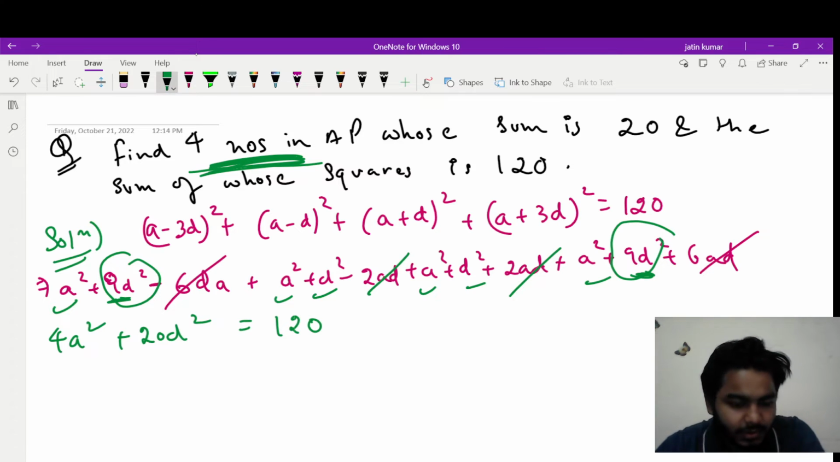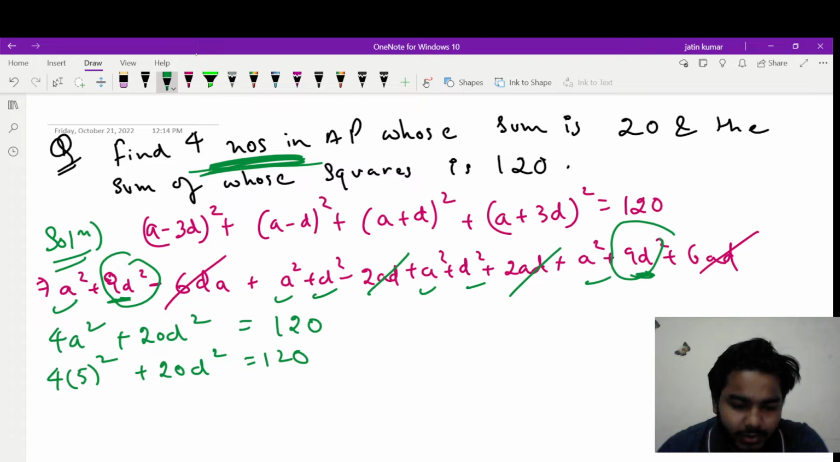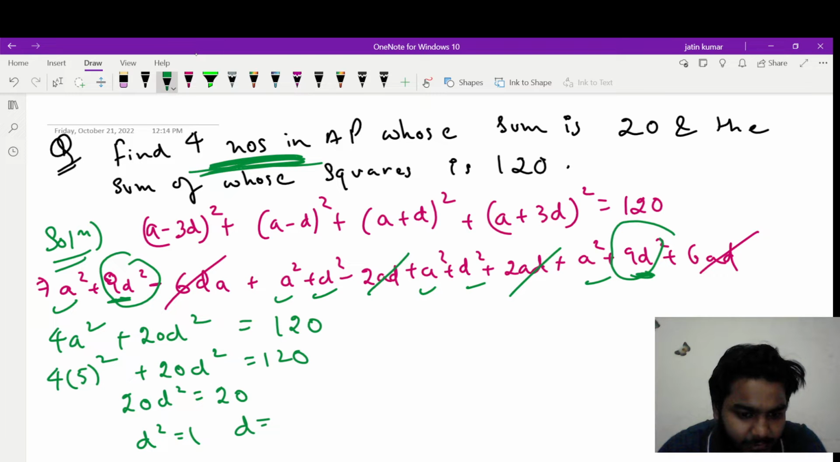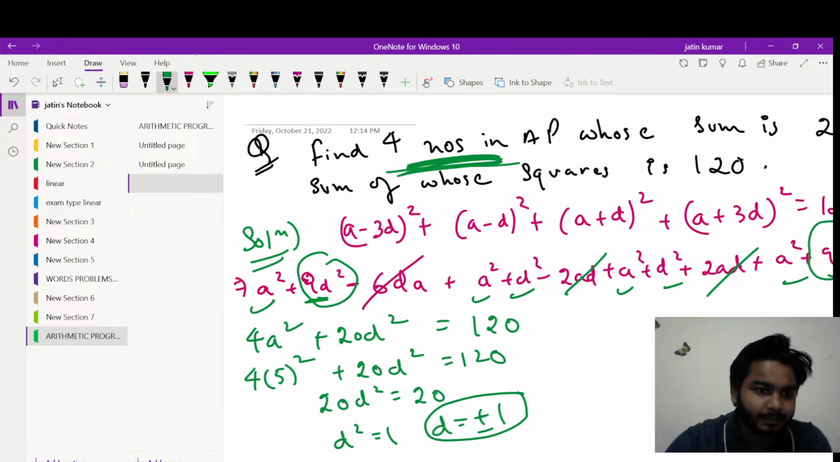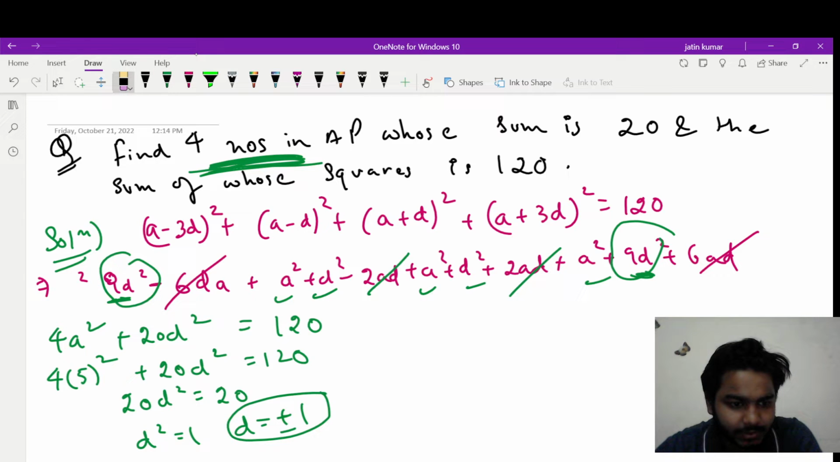Now we will solve this. Now we will put the value of a. We have got the value of a as 5. Yes, a was 5, so 4 into 5 square plus 20d square is equal to 120. So 5 5 is 25, 25 into 4 is 100, and 100 goes to that side, so 20d square will be 20 and d square will be 1, so d will be plus minus 1. So we have got the value of d as plus minus 1. Now we can easily find the first 4 terms of AP. Let me rub it.